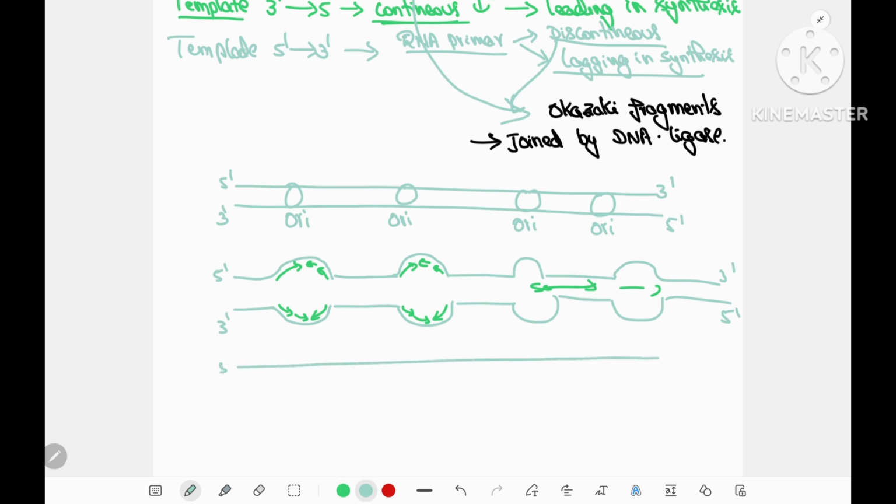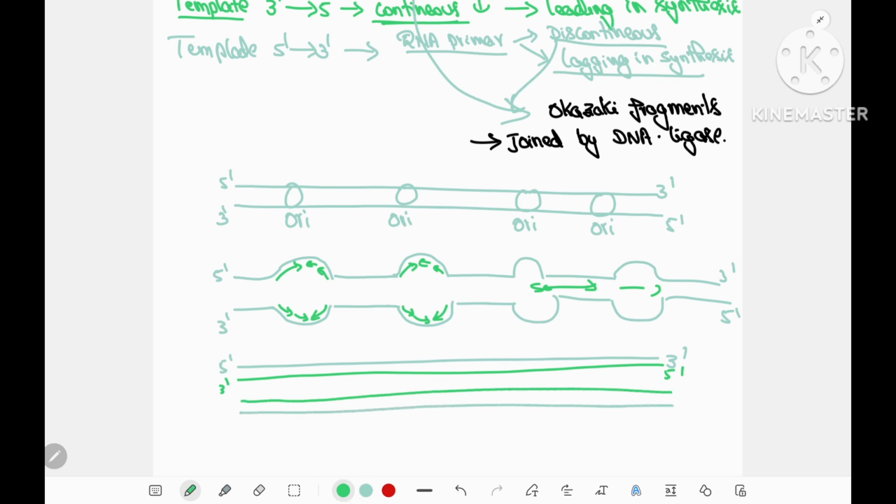So that the process of replication will complete in a very short time. After completion of the process, all the ori sites will be joined. Whenever all the ori sites are joined, there is synthesis of two molecules of DNA which are similar to the parental DNA.